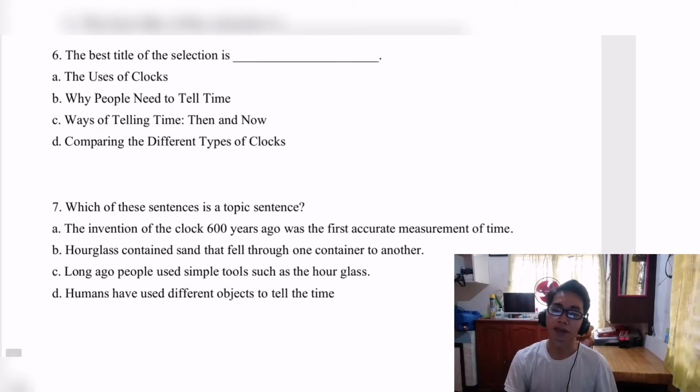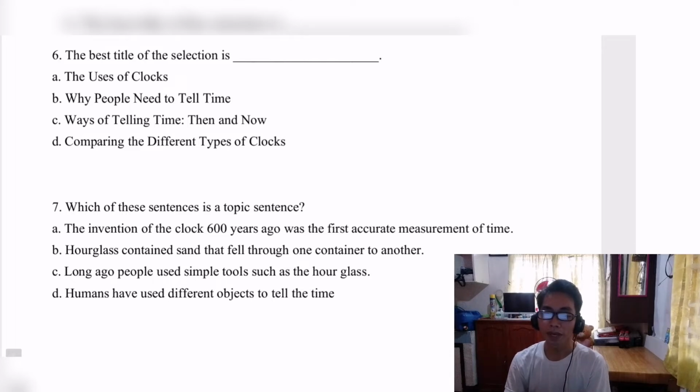Number 6. The best title of the selection is A. The uses of clocks. B. Why people need to tell time. C. Ways of telling time, then and now. D. Comparing the different types of clocks. Number 7, which is the last number for the telling time passage. Which of these sentences is a topic sentence?